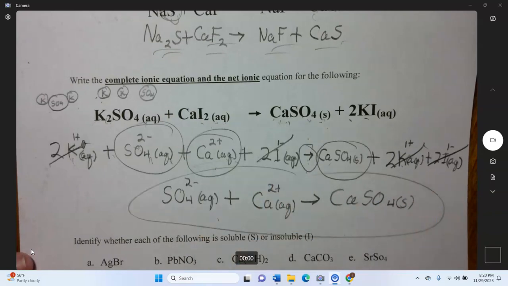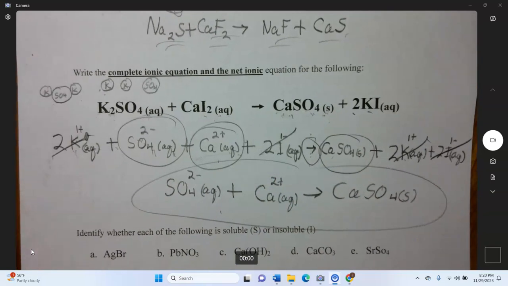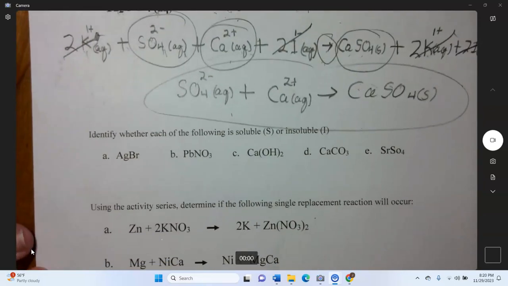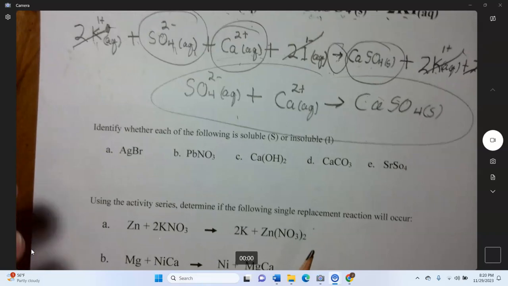And that's the final net ionic equation for this. Okay, you don't write the charges on the solid, okay? All right, let's go on down here. Let's do some solubility problems.